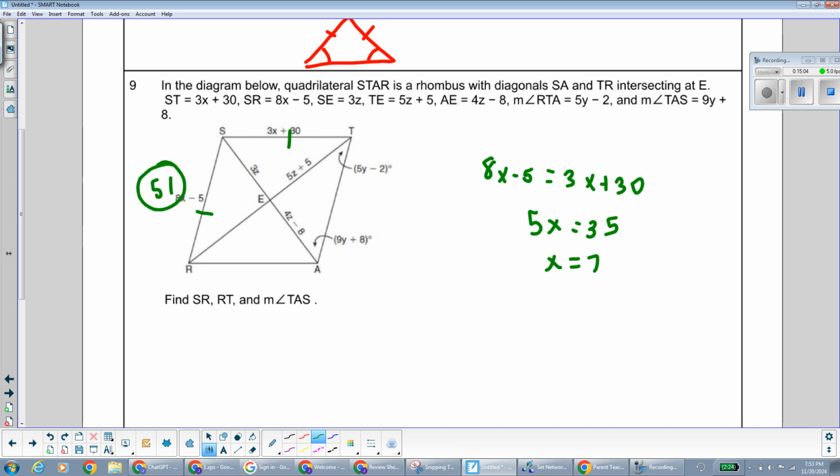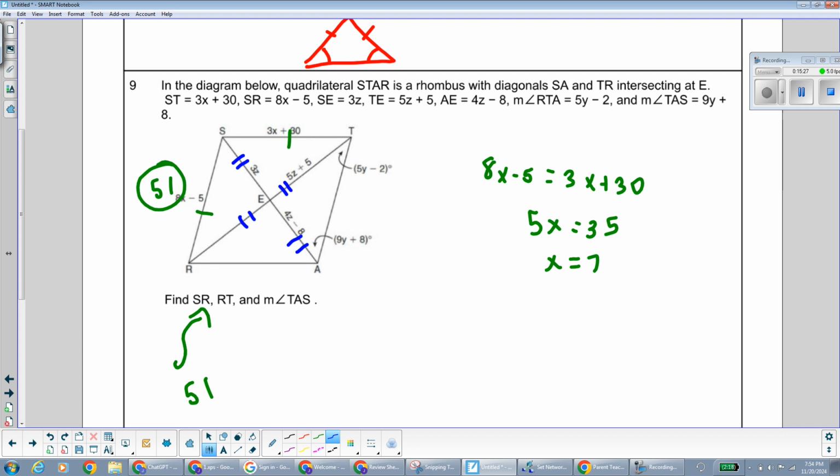So that's for SR. Now RT. RT is here. So there's Z on a piece of RT. And I know that a rhombus has the same properties as parallelograms. So the diagonals do bisect each other.